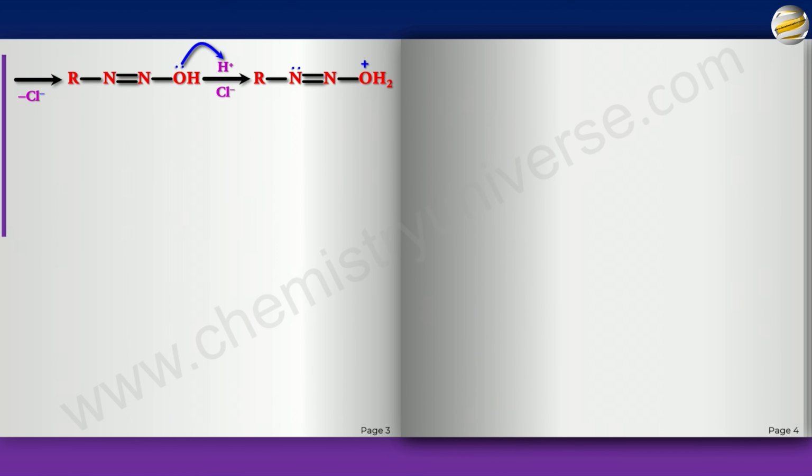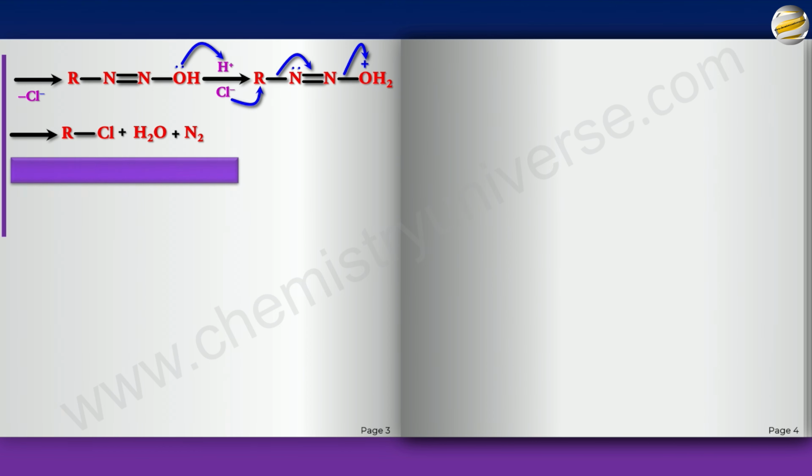Then this will leave, and the Cl minus will attack the R. This will go out as nitrogen gas. Water is released. So you're going to get RCl, H2O, and N2. So you've got to simply remember, of course, the mechanism is not required, but you need to remember the product of Tilden's reagent is basically alkyl halide.